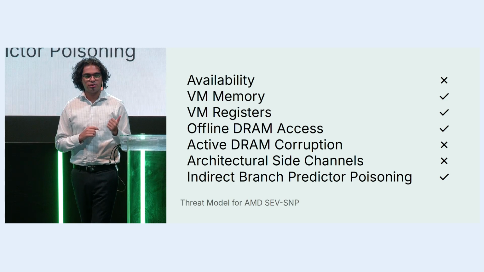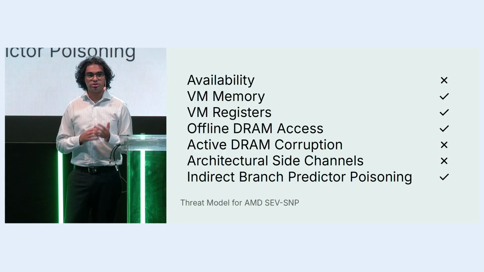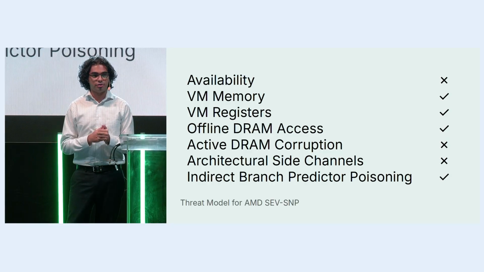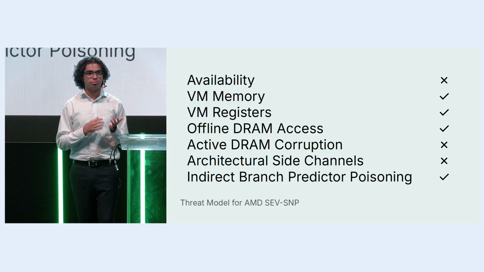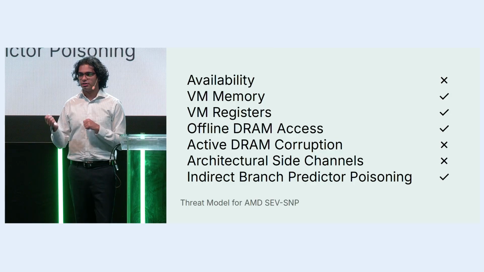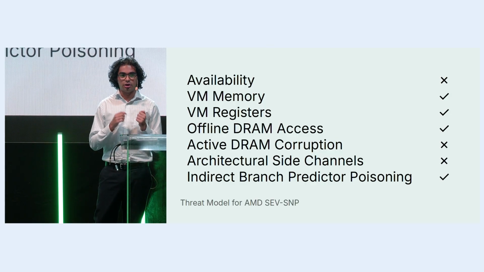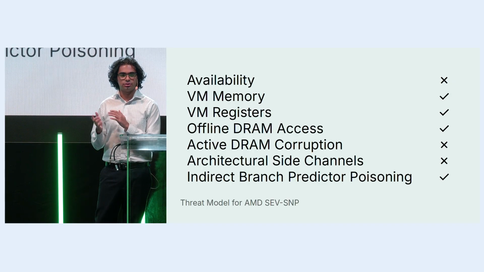Because we have memory encryption, this protects against offline DRAM access. But AMD very specifically does not consider very sophisticated hardware tampering as part of the threat model. For example, active DRAM corruption is not something they are trying to protect against. If this is part of your threat model, you have to protect against it in a different way. And Apple, with their Private Cloud Compute, has done a really good job of considering the hardware aspects and implications and how to protect against those sorts of attacks.